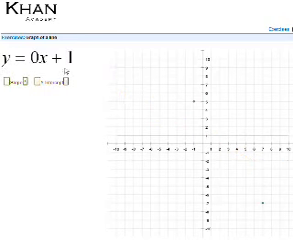Y equals 0x plus 1. So we could have rewritten this as just y equals 1, because 0x is the same thing as 0. Notice it's a completely flat line. No matter what x is, y is 1. And that makes sense, because this equation would just be y equals 1.